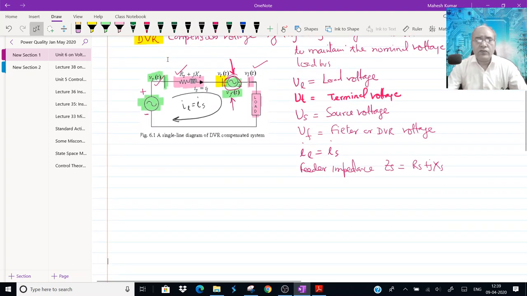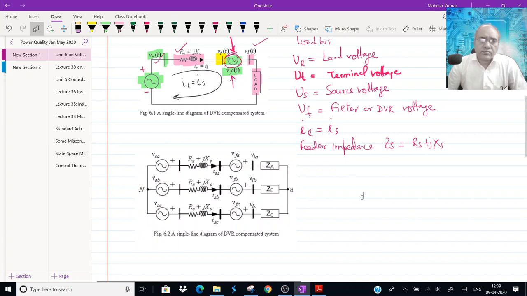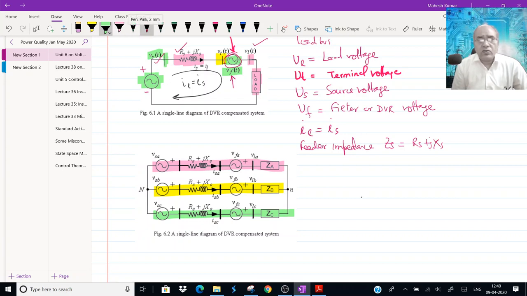So there is no difference in three-phase and single-phase, except that in three-phase system, we have three such units. So this is phase A here. This is for phase A. This is phase B. And this is phase C. So each phase has its DVR. This is one phase DVR, then this is second phase, and this is third phase. So we inject voltages VFA, VFB and VFC. Okay, these voltages are injected for three phase.